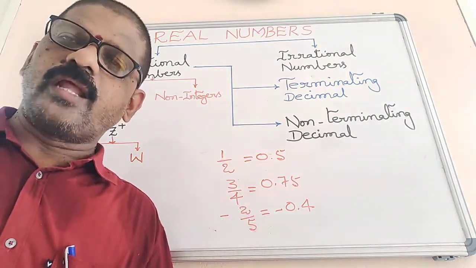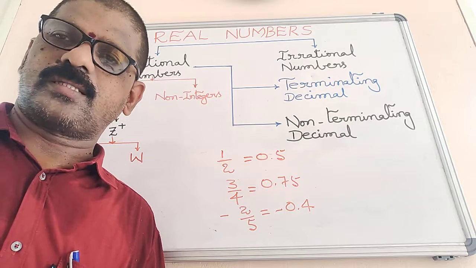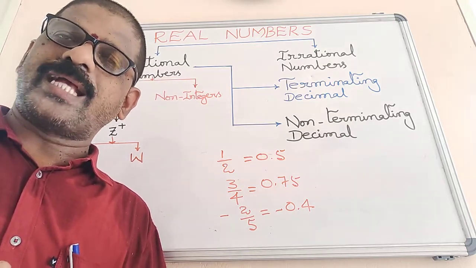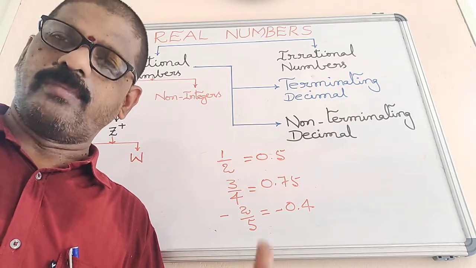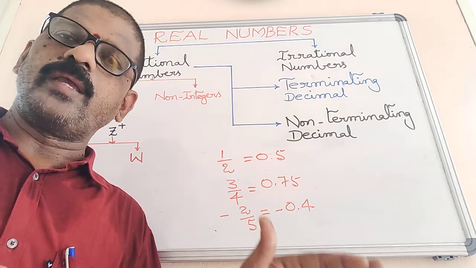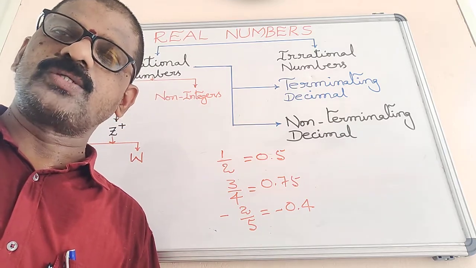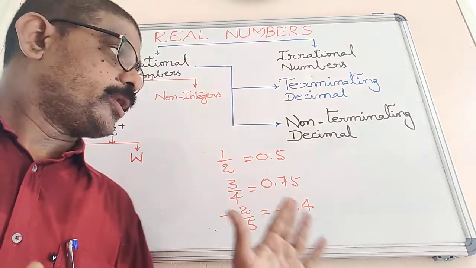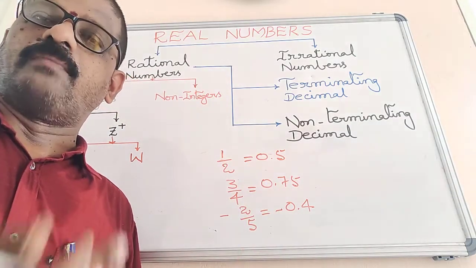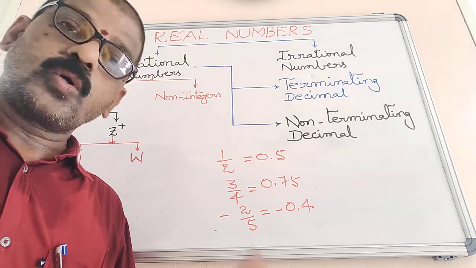So what is the definition of rational numbers? Clear? A fraction that can be expressed in the form of p by q. The conditions are q is not equal to 0, and p and q belong to Z. Clear? Now, rational numbers are also called quotient numbers.